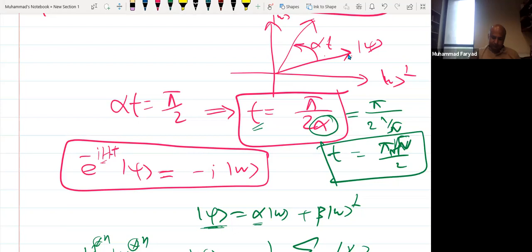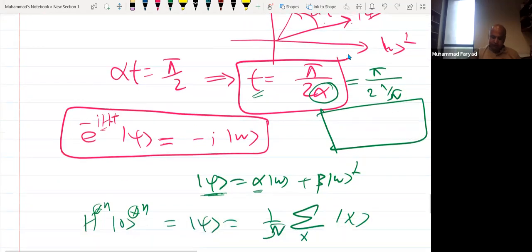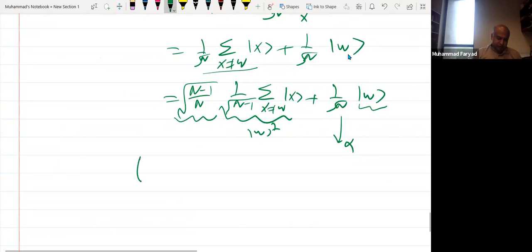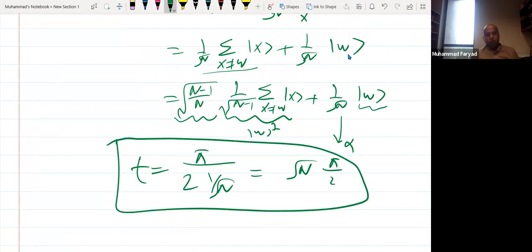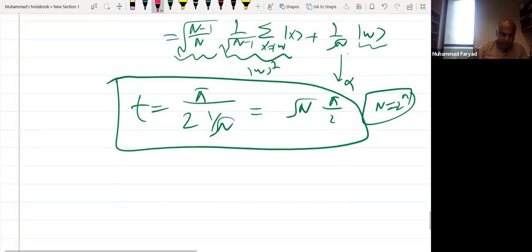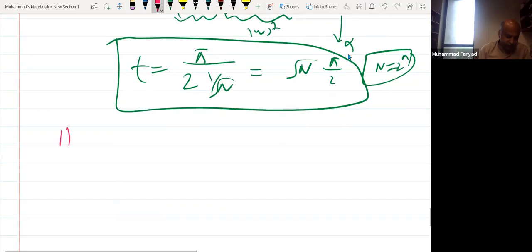Okay, it's a little bit messy. So t is pi over 2 times square root of N. Now my simulation time is just in terms of the bits, because this capital N is 2 to the power of the number of bits. Okay, so now we have only one thing left, and that is how to simulate H.